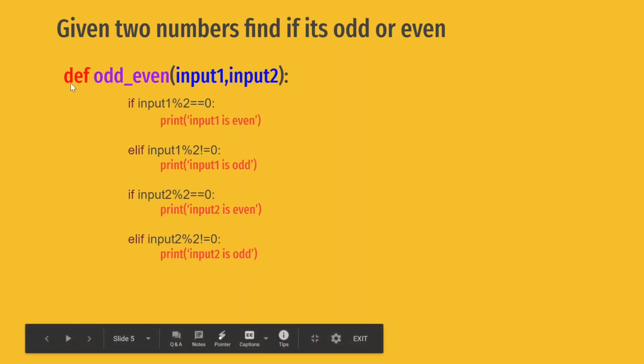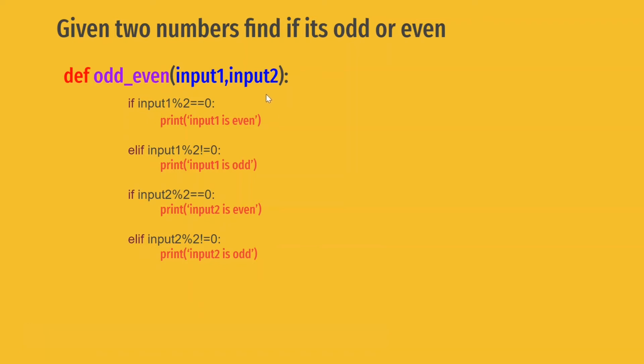First, I'm defining the function here. It's def odd_or_even. I'm taking in two inputs, and then with the help of if and elif statements, I'm finding out if input 1 is even, or if input 1 is odd, if input 2 is even, or if input 2 is odd. And I just have to print these statements. Now this is defined in the function, but we have not yet provided any specific input to these functions yet. So how do I do that?